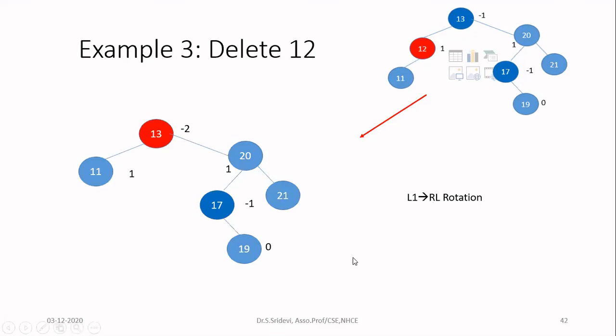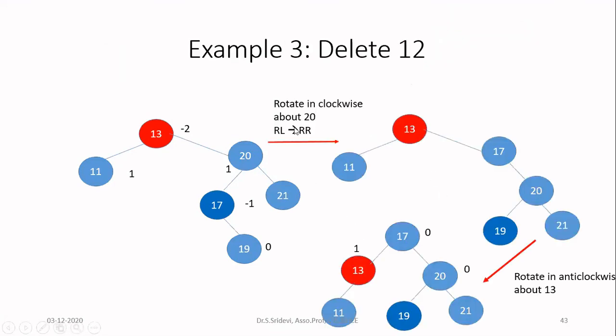Now let us do that. I am going to rotate in the clockwise direction about the middle node. The middle node is 20 here, because this is the imbalance node. You have to rotate about the next node, that is the middle node. So I am going to rotate about this 20 in the clockwise direction. I will pull 20 down in the clockwise direction. When I do that, 20 along with 21 will move down. At the same time, 17 will move up.